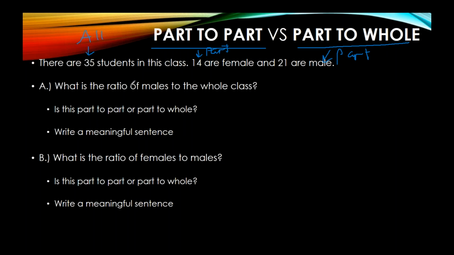So when I'm looking at letter A, what is the ratio of males to the whole class? Well, males comes first, so the males are on top. That's 21. Whole class comes second, so that goes on the bottom. So it's very much order specific. Whatever comes first has to go on the top. So when I reduce, both of these are reducible by 7, so I end up with 3/5. This is my ratio of males to the whole class. Now, is that part to part or part to whole? What do you think?